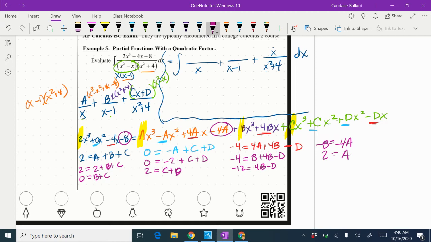Okay, so now I need to figure out what else I can do with this. It looks like I can take this b and move it to the other side, and that will give me c. So I know that negative b equals c. So I'm going to take that and substitute it in here. So 2 equals negative b plus d.